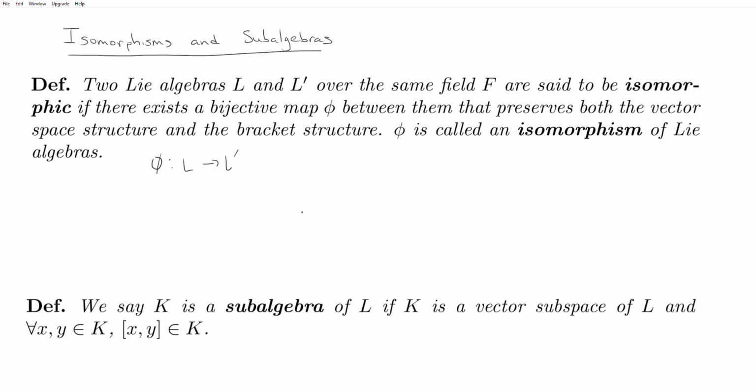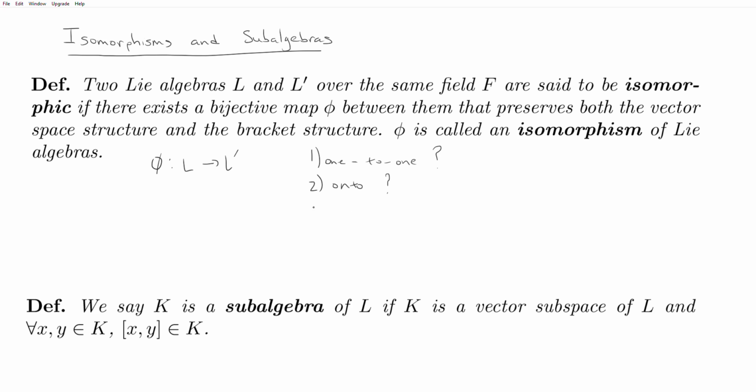Suppose we say that phi is a map from L to L prime. If you want to check that phi is an isomorphism, there are four things that need to be checked. The first thing is, is the map one-to-one? If you satisfy this, then you have your injectivity, and then you need to check, is it onto? And if it's onto, then you have surjectivity. So this is just a bijective map.